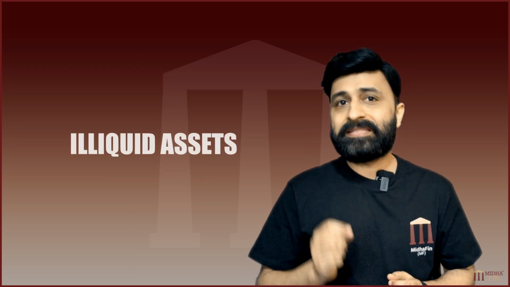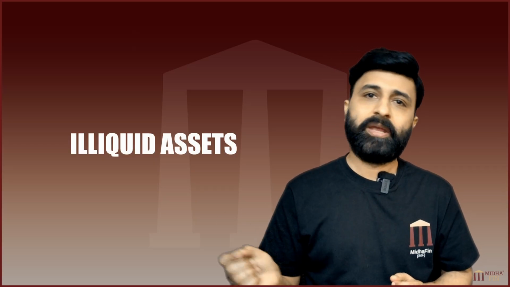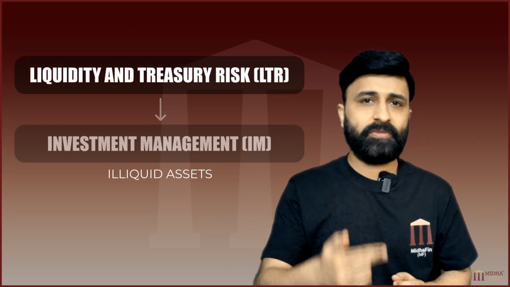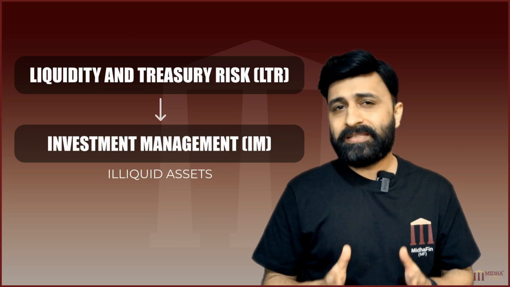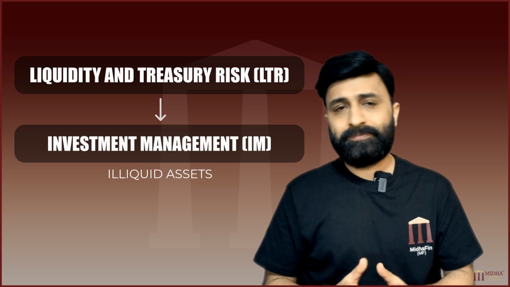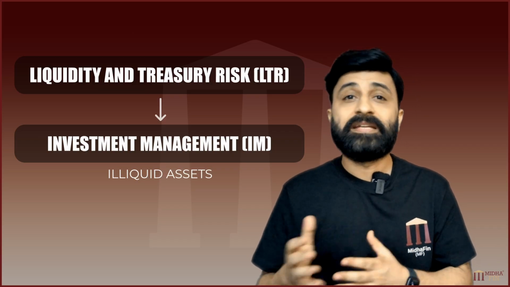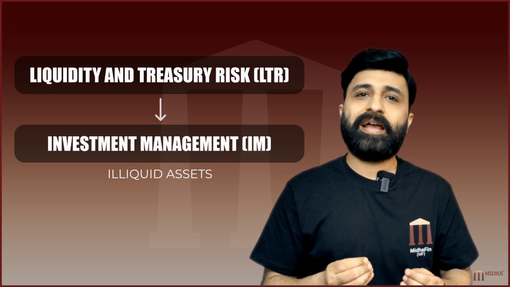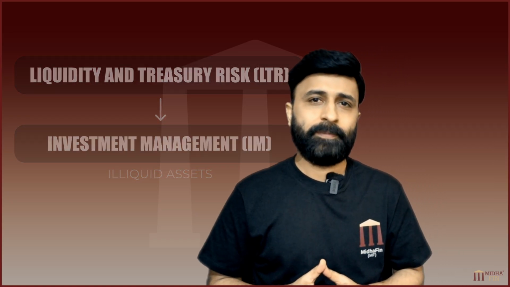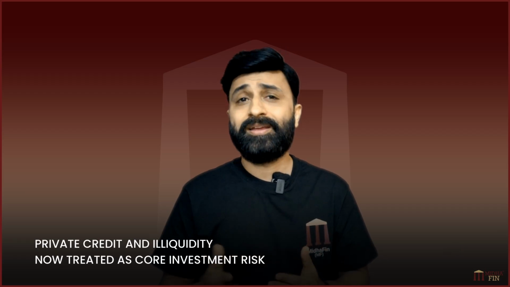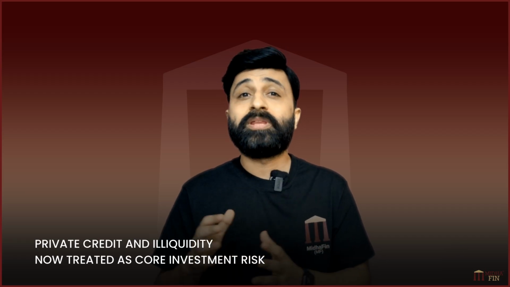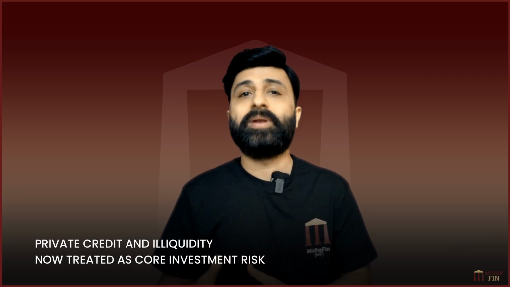And the second reading is illiquid assets, which moves from liquidity and treasury risk, LTR, into this IM. So this aligns illiquidity with portfolio construction, asset allocation, and exit risk, rather than treating it as purely a funding issue. Okay, so these transfers are not cosmetic. They show a clear repositioning of where GARP wants candidates to think about private credit and illiquidity.